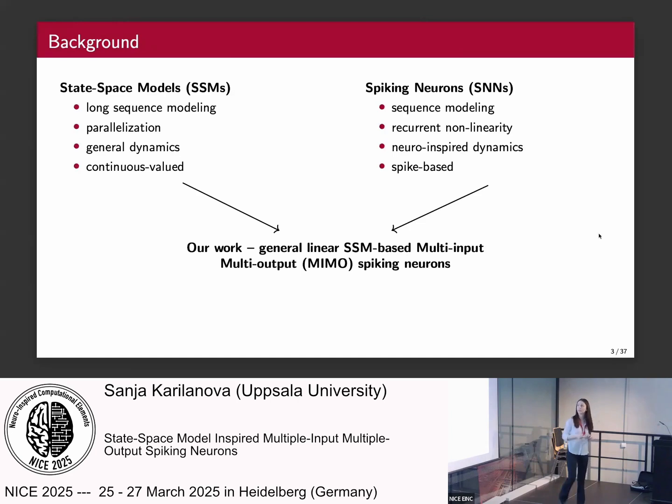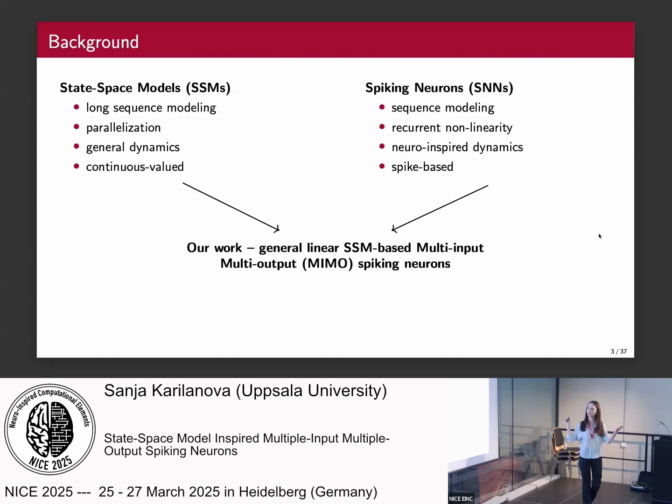On the other hand, we have spiking neurons, which are assumed familiar to most people here. We use them for sequence modeling. They have a recurrent nonlinearity in the form of a reset, and due to this, we cannot parallelize them. They are usually neuron-inspired dynamics, so some of their features are connected to neuron elements such as the membrane potential. One of the good things about them is that they're spike-based, so there's only a spike when there's an event happening.